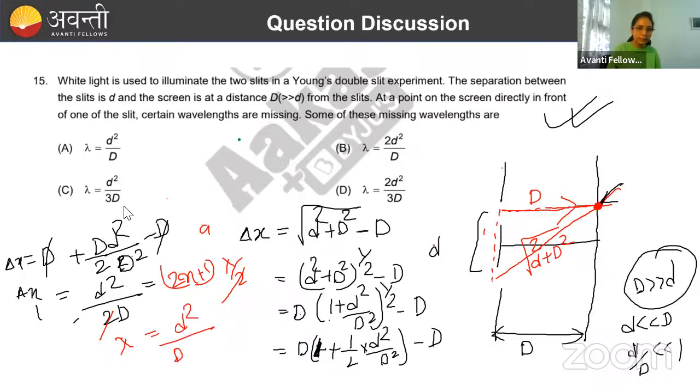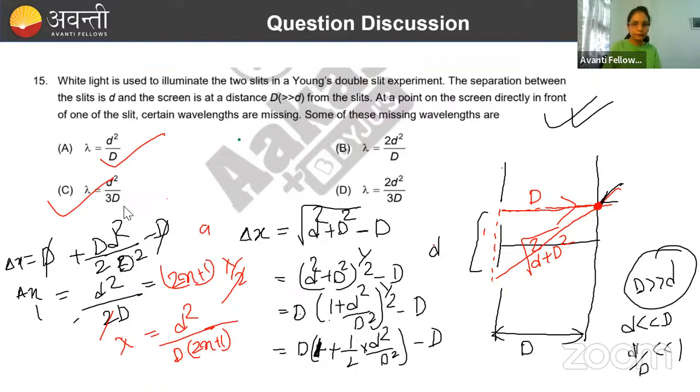d square by D, 2n plus 1. And here n will start from 0. Done. So for n equal to 0, wavelength value will be how much? d square by D. So d square by D will be missing. This is true. Now for n equal to 1, we will be getting how much? 3. So d square by 3D. This will be true. Again, n equal to 3 अगर हम यहाँ रखते हैं, or n equal to 2 रखते हैं, we will be getting 5. d square by 5D. No such options are there. So A and C are correct. ठीक है. So I hope you all got it.